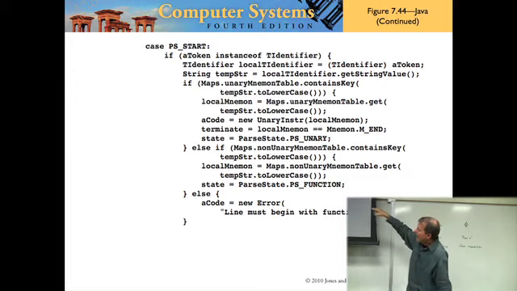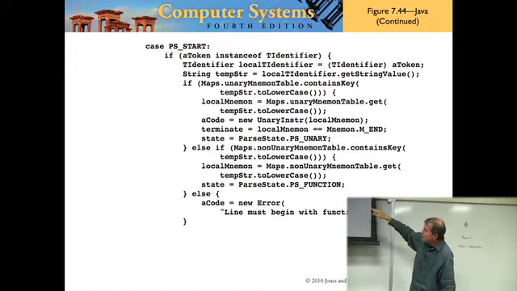All right, and now we just look up if maps.unary mnemon table dot contains key. So contains key is the method, right? And then we give it temp string dot to lowercase. And if that's the case, then what have we discovered? That it's a unary mnemonic, right? Because we looked it up in the table. And if that's true, then what do we have? A local mnemon gets maps.unary mnemon table, get temp string to lowercase.